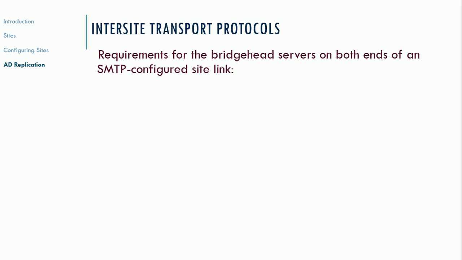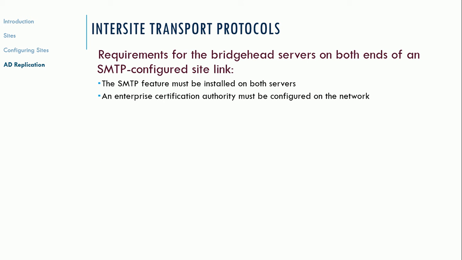So requirements for the bridgehead servers on both ends of an SMTP configured site link. You have to have the SMTP feature installed on both servers. There is an SMTP service or role that you have to install on the server itself. It's just a standard Windows Server role.